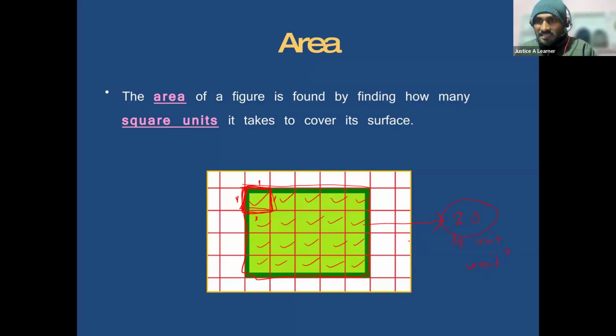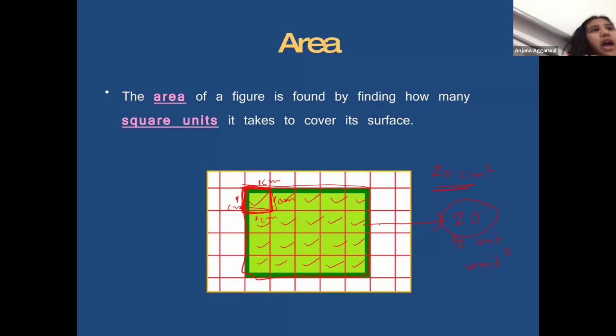This is the basic concept. I know the formula will be used in further slides, but this is the basic concept. When we are talking about the area, it is the number of square units. If we call it 1 centimeter, then the area would be what? 20 centimeter square. Yes. Did you get my point now?